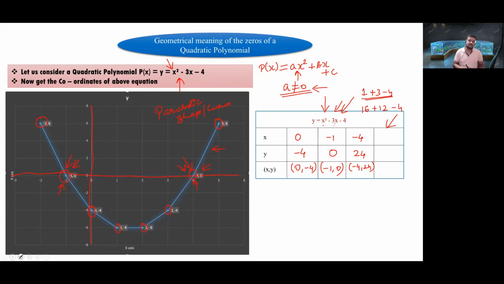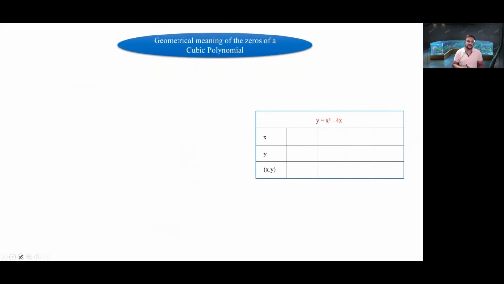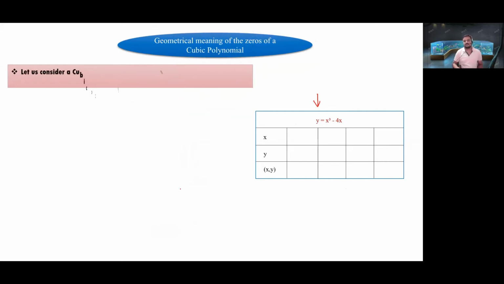Let's move forward to the next one. Same will be the case for a cubic polynomial. So here you will again have to find coordinates. Suppose this is your cubic polynomial given to us. Who will tell me the general form of a cubic polynomial? Kapil, can you tell me the general form of a cubic polynomial? Akshita, bolo.